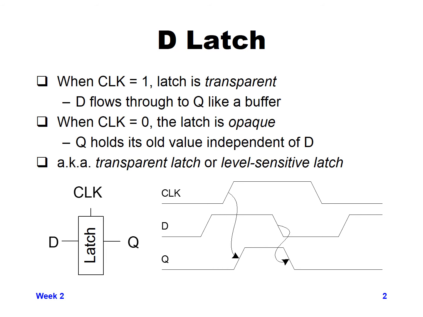A little bit later, the D value goes back from 1 to 0 while clock is still high. Since clock is high, Q will follow the value of D and go from 1 to 0 as well, and then they both stay 0, and eventually clock goes low, causing Q to stay 0 because that's the value it was when clock went low. And then toward the very end, D goes back high again, but it's going high during the time when clock is low, so the output will not follow that value, because when clock is low, the latch is opaque, it holds its value.